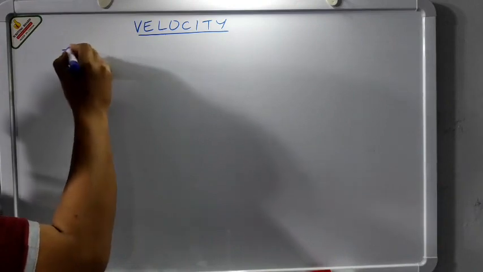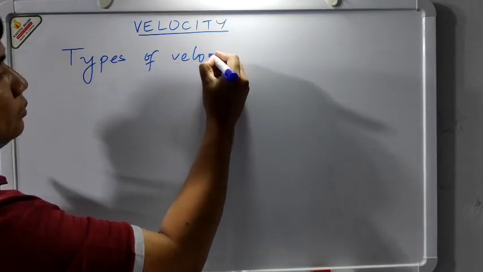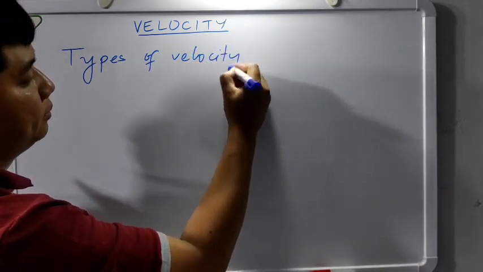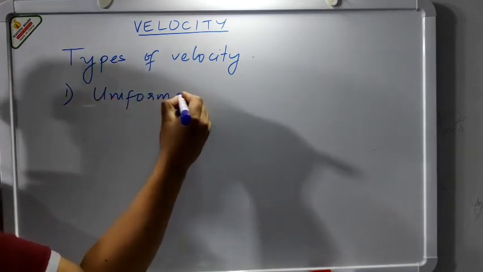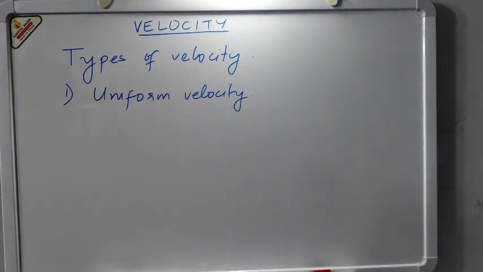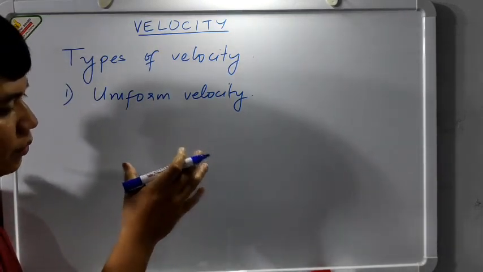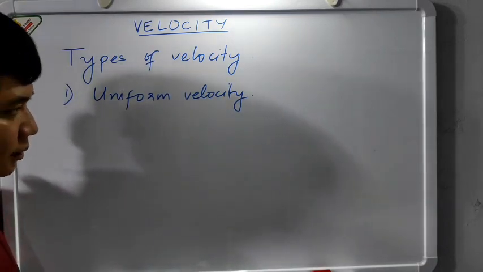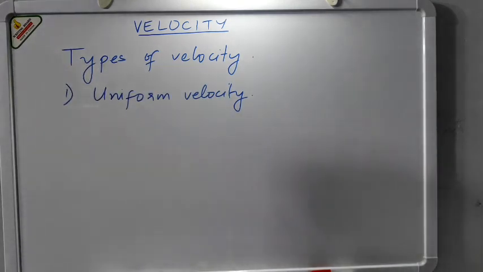Now, types of velocities. Different types of velocity. The first one is uniform velocity. Uniform velocity is nothing but the velocity in a uniform motion. When a body covers equal distances in equal intervals of time in a particular direction, then it is said to be moving with uniform velocity.